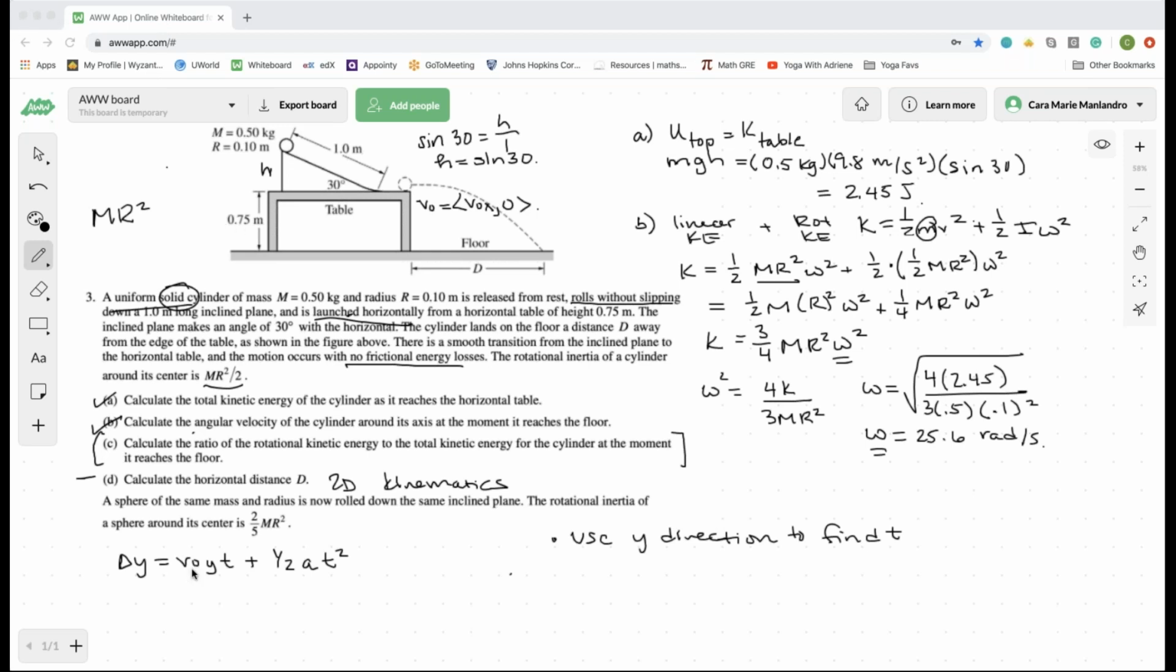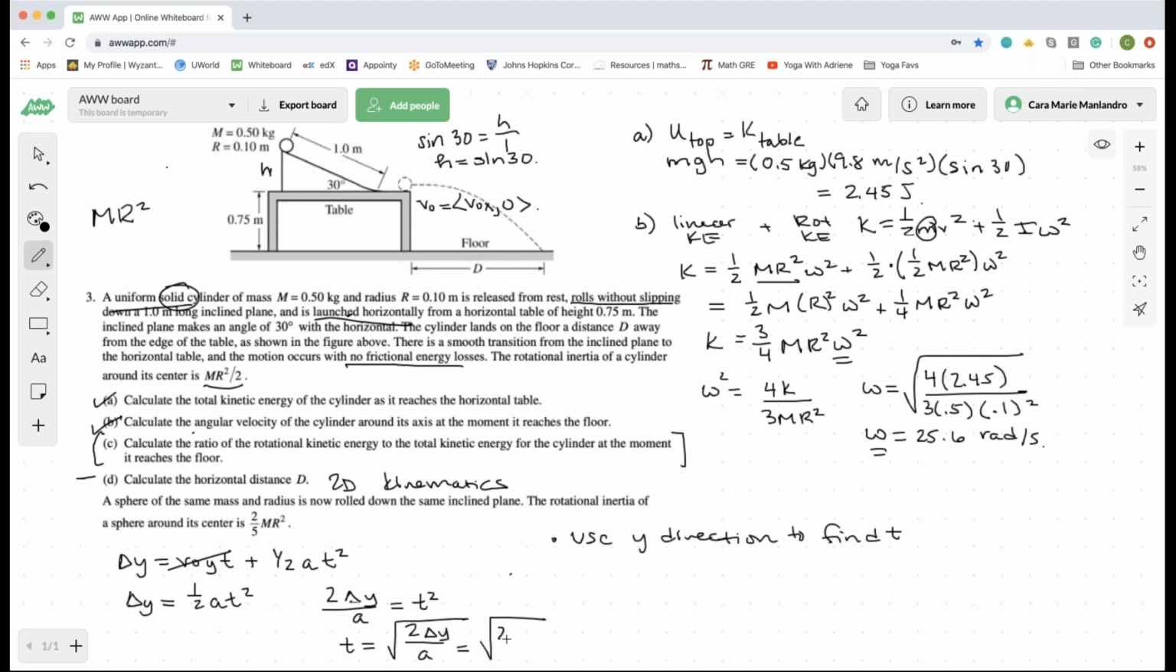Okay, great. So that term drops out. All right, so now my change in y is equal to 1/2 at squared. I'm going to go ahead and solve for t. So 2 delta y over a is equal to t squared. So t is the square root of 2 delta y over a.